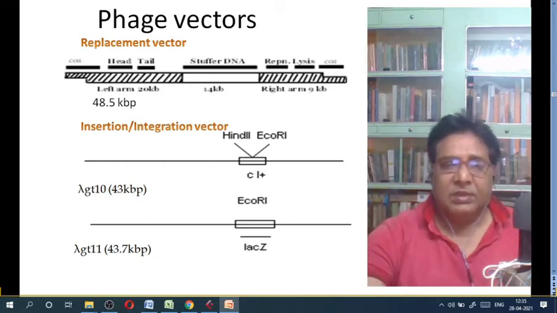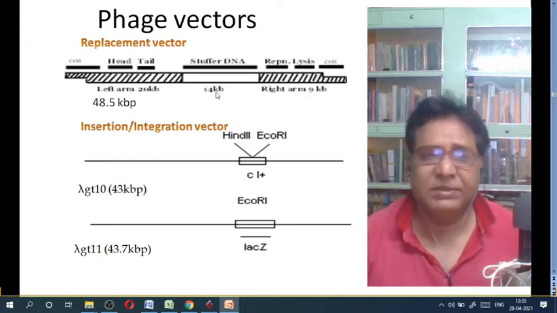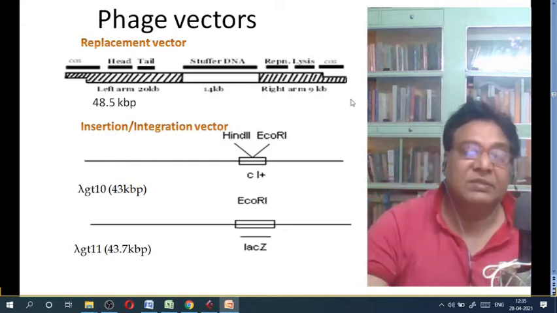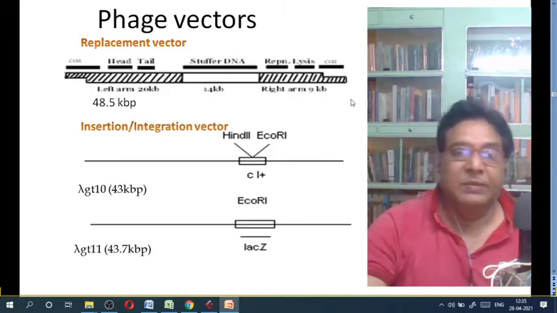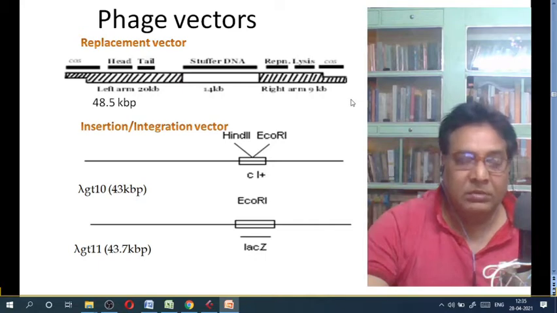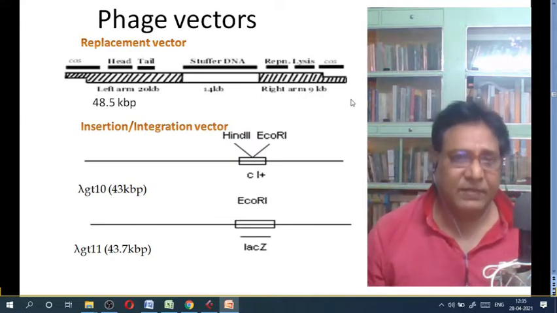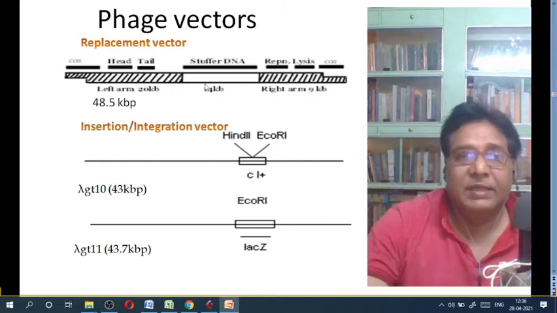As you can see, these Phage vectors have the capacity. These Phage vectors are designed to clone inserts more than 6 kb, 7 kb, 8 kb, up to maybe 25 kb DNA inserts could be cloned. For that purpose, these Phage vectors were designed. Phage vectors also have an origin of replication. They are self-replicative.